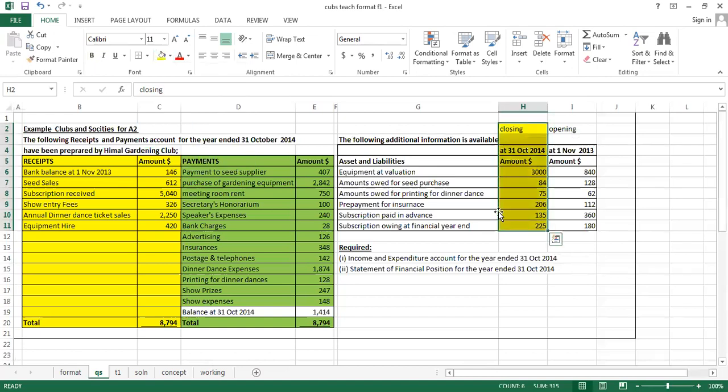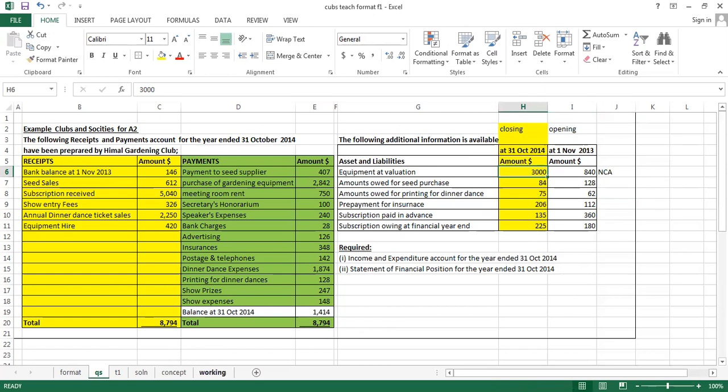Okay, these are the closing balances. Now, remember, these are assets and liabilities, so you need to figure out whether they are assets or liabilities. Let's start with equipment. Equipment is your non-current asset, so I'm going to write NCA. And when I say non-current asset, you will place this in the non-current asset section of your answer.